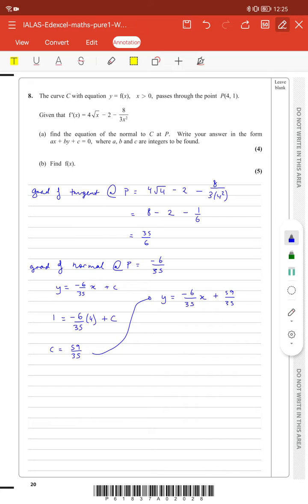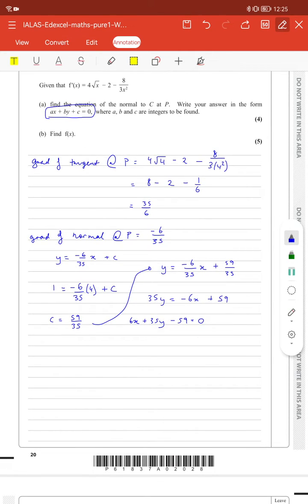We can times everything by 35. So 35y equals minus 6x plus 59. And take everything to one side. So we're going to get 6x plus 35y minus 59 equals 0, which is what they wanted. Now to find f of x, we'd have to integrate that.